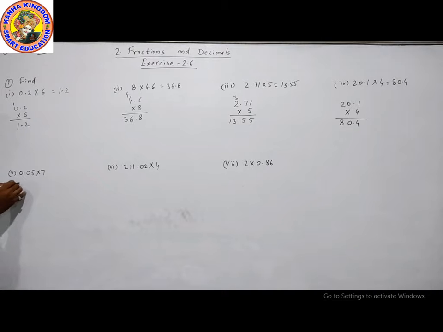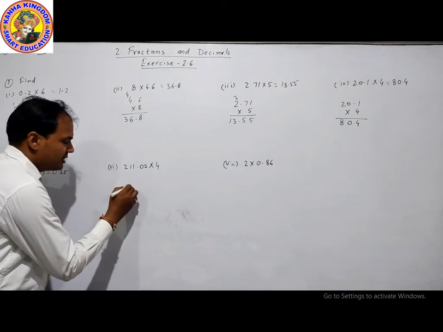Next question is 0.05 multiply by 7. 7 into 5, 35. Now this is 3, 0. Counting decimal places, 1 and 2. After 2 places we place the decimal point. So the answer is 0.35.